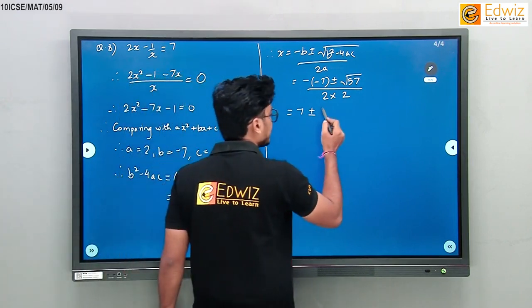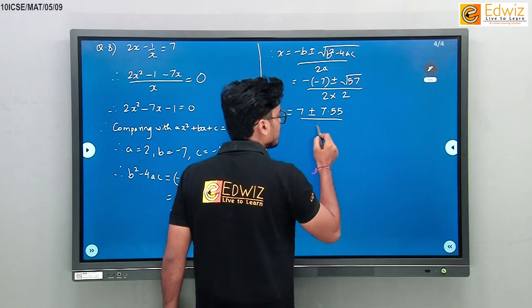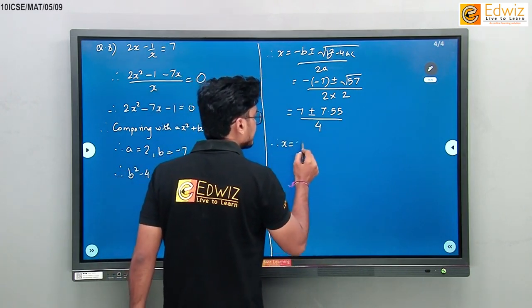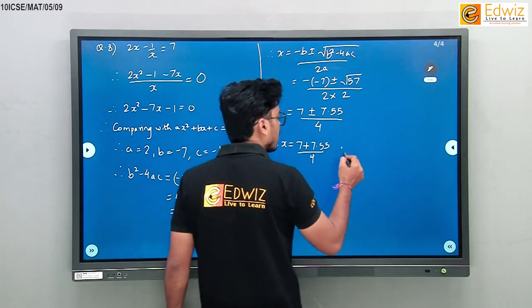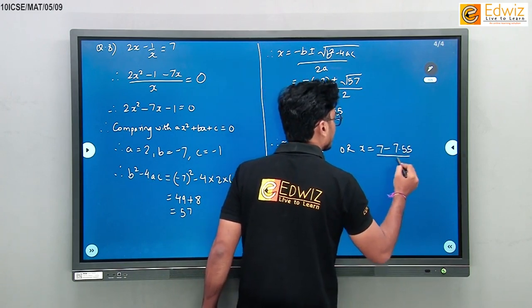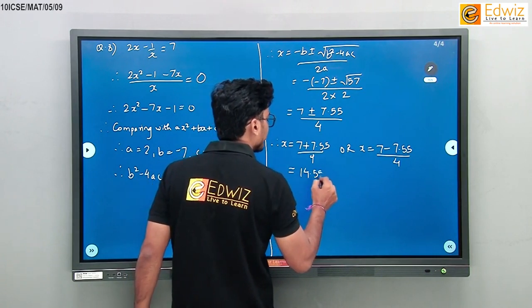Correct to 2 decimal places, it is 7.55, divided by 2 square, which is 4. Okay. Now the value of x is either 7 plus 7.55 upon 4 or 7 minus 7.55 upon 4. Okay, which is equal to 14.55 upon 4.